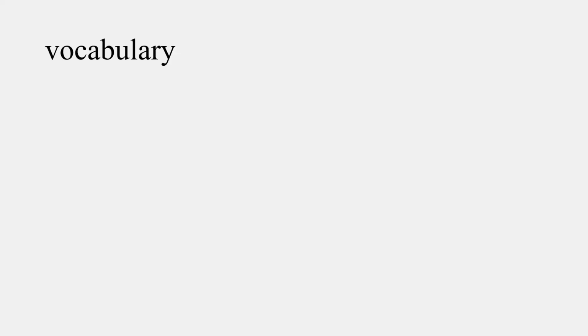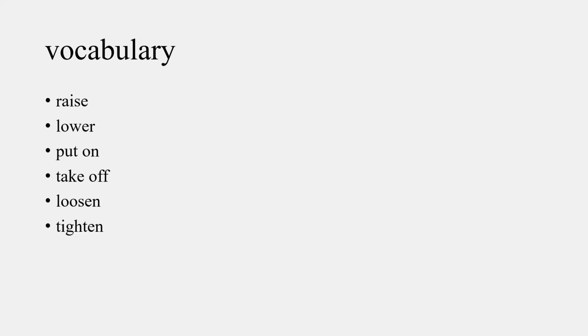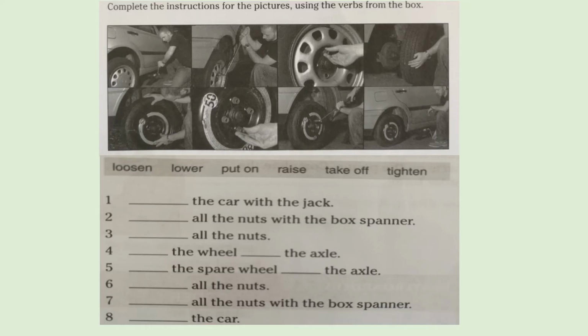Now let's take one of these writing topics as an example, which is changing the car tire. So let's look at the vocabulary. Raise, lower, put on, take off, loosen, tighten. Now let's look at this. We have done this also before in one of the videos, so let's revise it very quickly.